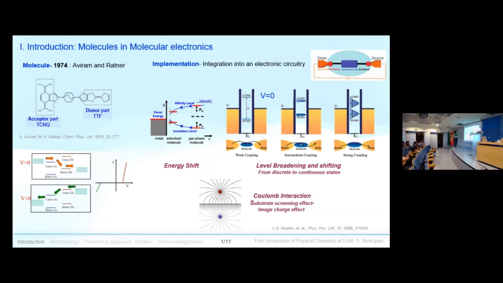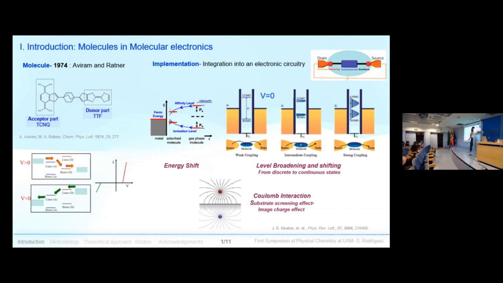And the last effect is the Coulomb interaction between the hole and the electron associated with the ionization or affinity of the molecule with the substrate. The metallic substrate creates a screening effect that is commonly called the image charge effect. This effect also promotes a shift of the molecular levels with respect to the Fermi level of the electrode, and that changes the final property and functionality of the devices.